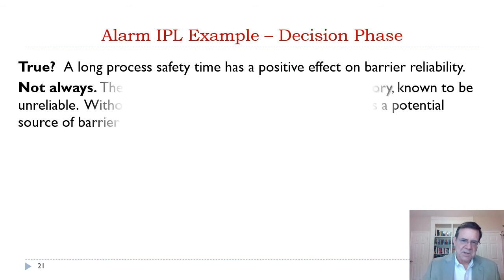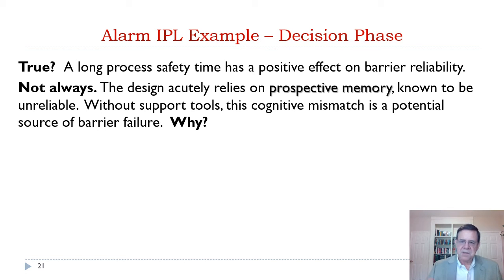So let's look at an example. Say an alarm IPL, and let's say the alarm has a process safety time of 30 minutes. So we think, because we have a long time, it's actually going to be reliable, and that's not the correct thinking from a cognitive perspective. Here they even have a name for what's being asked. Because when an alarm comes in, you're asking the operator to remember something in the future, and if you talk to James Reason, he says this is definitely something that is not reliable for humans.